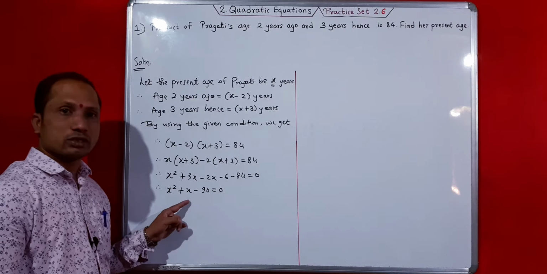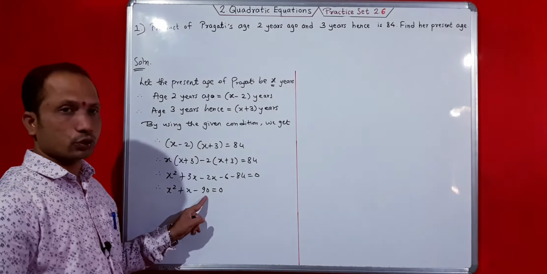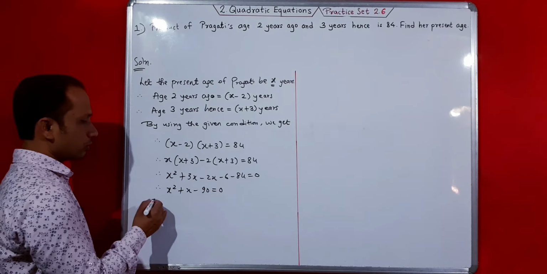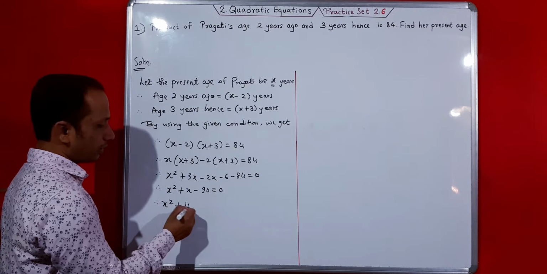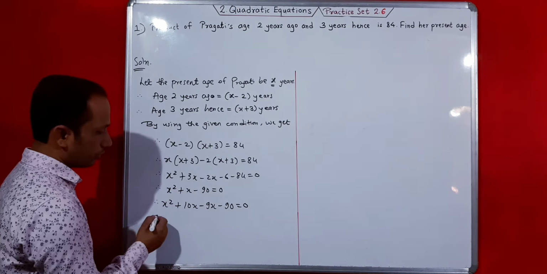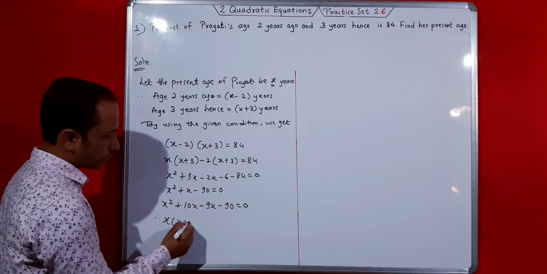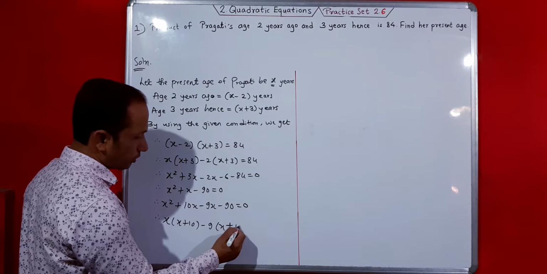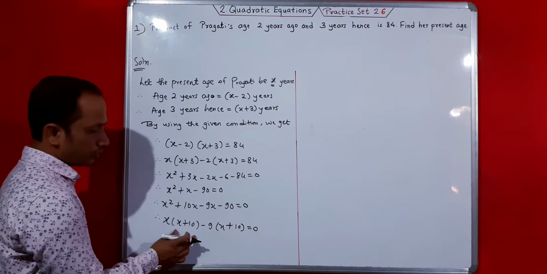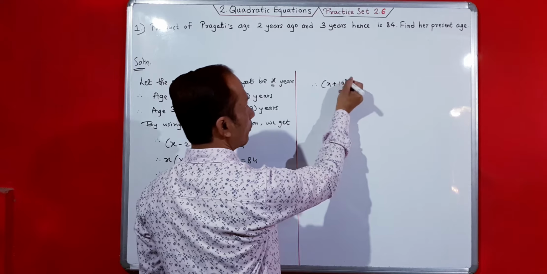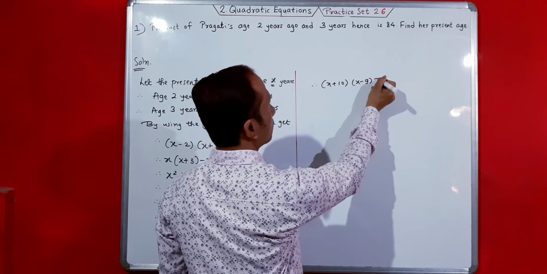So I have to factorize this: the coefficient of x is 1, so in such a way that the product should be 90 and the difference should be 1. So it is x square plus 10x minus 9x minus 90 is equal to 0. You can try to do this: x(x plus 10) minus 9(x plus 10). Now you know how this comes. Therefore, take x plus 10 as common: (x plus 10)(x minus 9) is equal to 0.